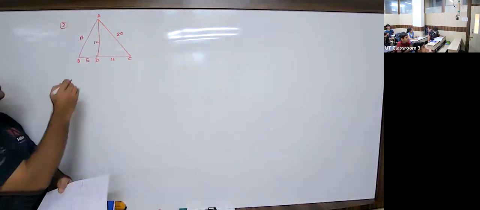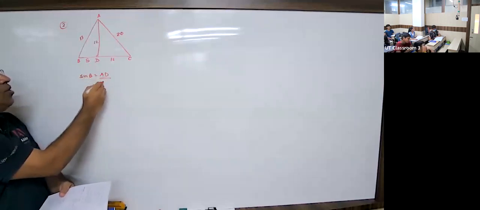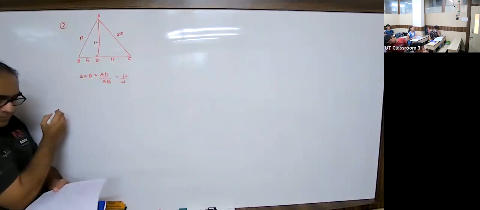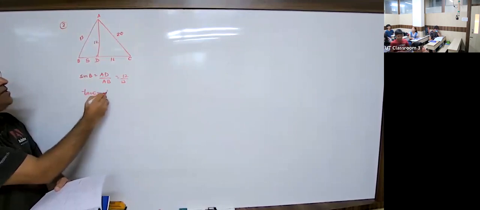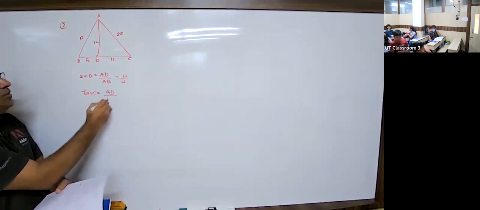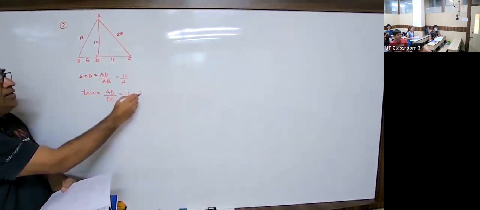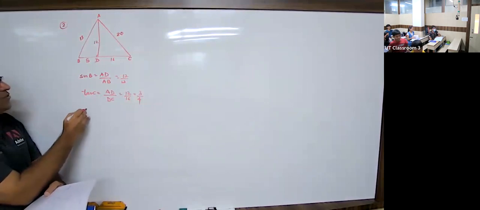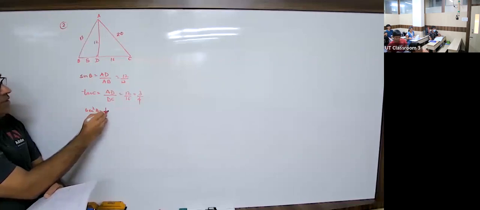Now I want sine B. Sine B is AD upon AB, that is 12 by 13. Then I want tan C. Tan C is AD upon DC, which is 12 by 16. I'll not give it like this, 3 by 4. Next is sec squared B minus tan squared B.